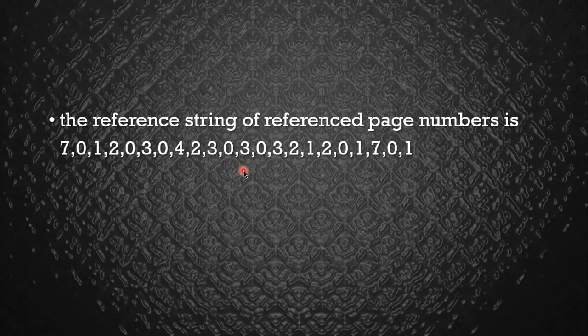Let us see an example using this reference string. The reference string consists of all the page numbers needed in sequence for a particular process to take place. This is the series: first we need page 7, then page 0, then page 1, page 2, page 0, page 3, and so on. At each unit of time, the particular reference page is needed for the process to take place.